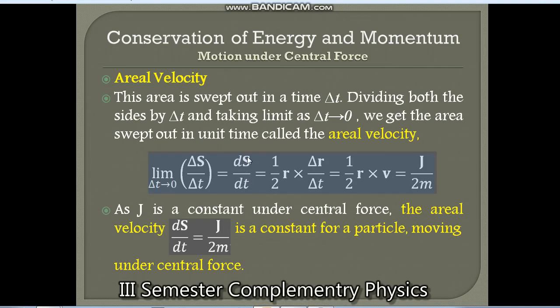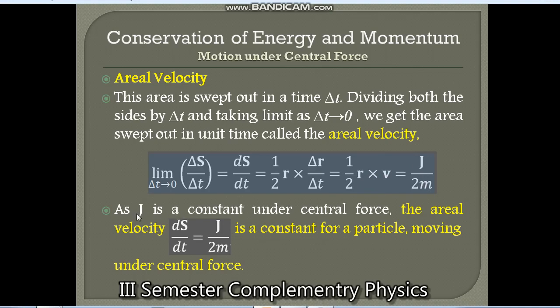This is called the areal velocity. Areal velocity is the area swept out by the radius vector per unit time. So that is equal to half into r cross delta r by delta t, which is equal to half into r cross v. Delta r by delta t is the velocity of the particle moving under central force. Now m into r cross v is the angular momentum, so r cross v is J by m. So this quantity will be equal to J by 2m.